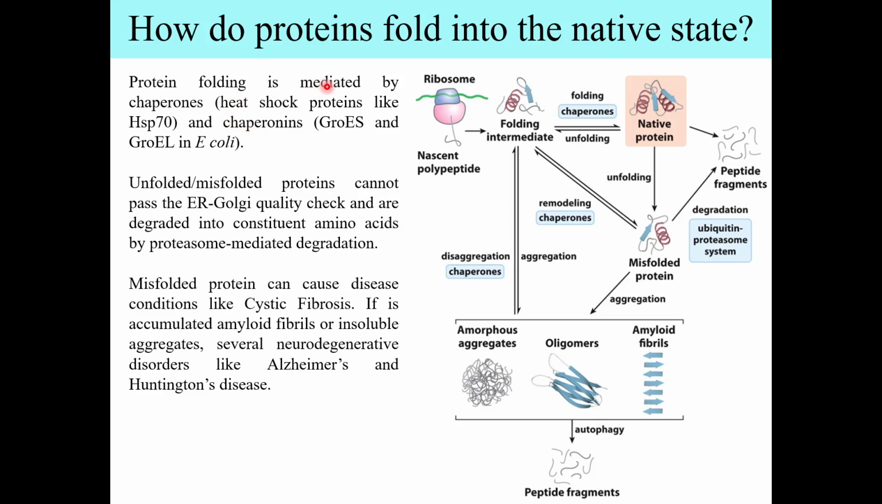So protein folding is mediated by chaperones. Chaperones are mostly heat shock proteins. So heat shock proteins are proteins that express more when there is some kind of stress condition. Now the stress condition here is what? All these misfolded proteins, right? So heat shock proteins are basically the stress proteins.